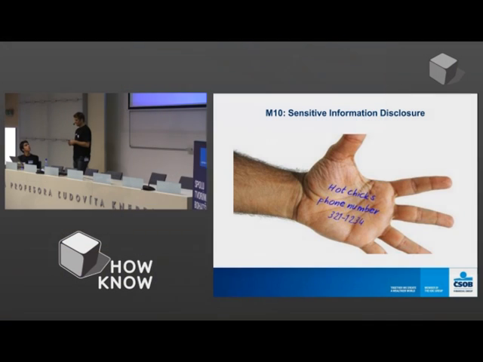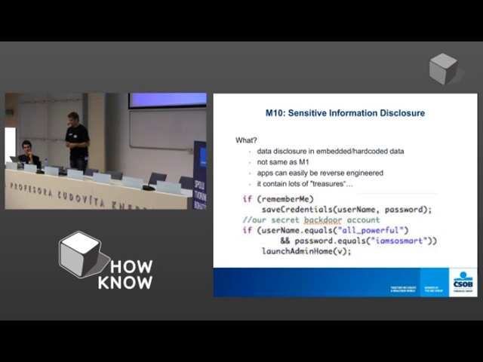The last one, sensitive information disclosure. Like this example, of course, you do not want to do that. But it happens. So what are we talking about? Risk number 1 was about data stored in files, or really in real storage. Here we're talking about data stored inside your application. Data embedded in your code, or hard-coded data.